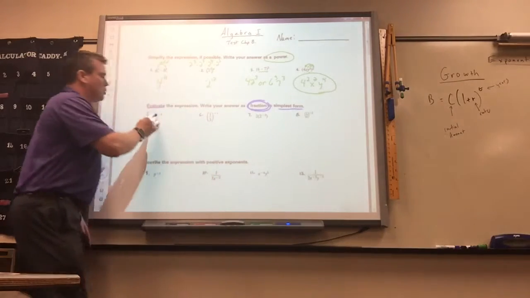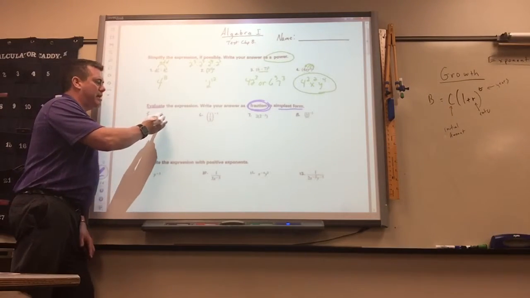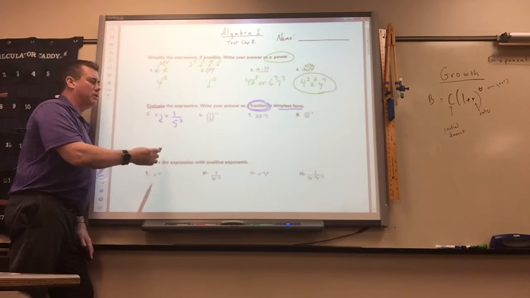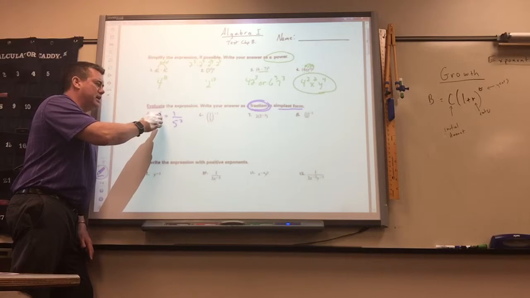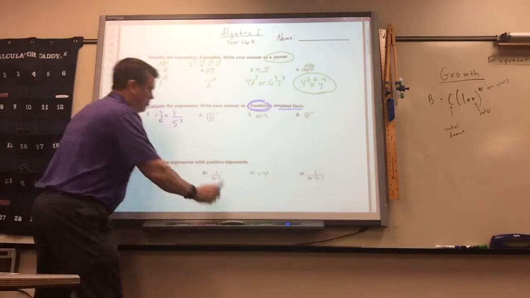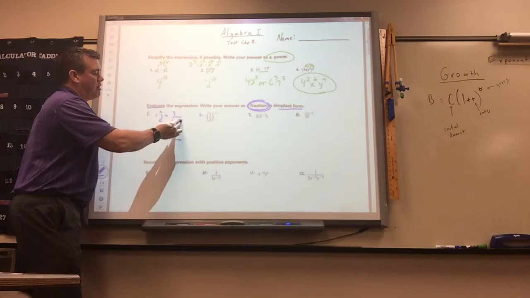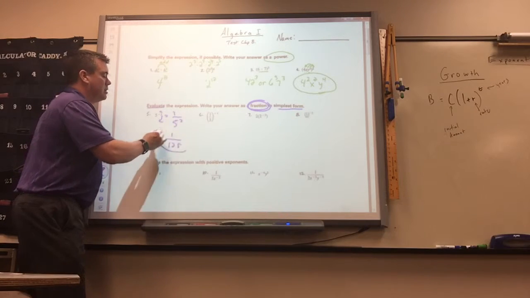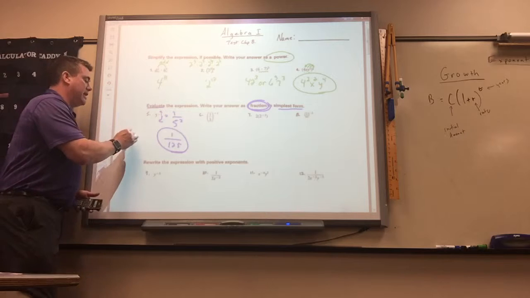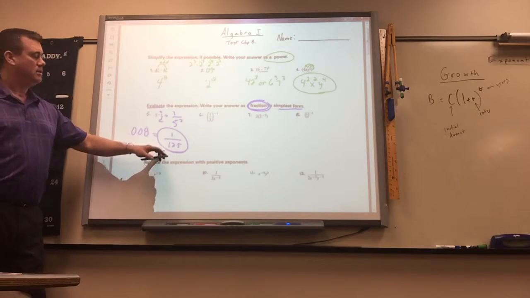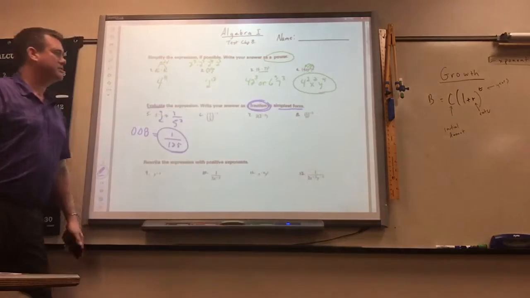You need to use the rule. If it's a negative exponent, that means you put it underneath. It's 1 over 5 to the positive third. Remember when you move something, it changes the sign of the exponent. So now you can figure out the top is a 1, 5 to the third is 125. So 0.008 is 1/125th, but we want our answer as a fraction.